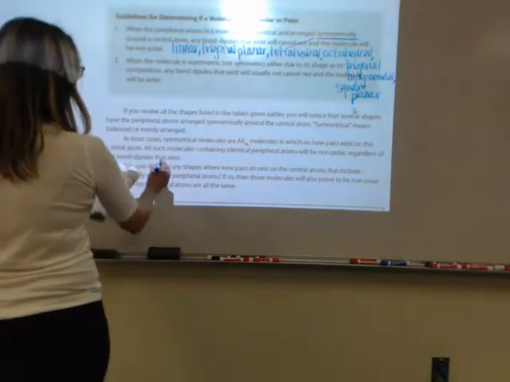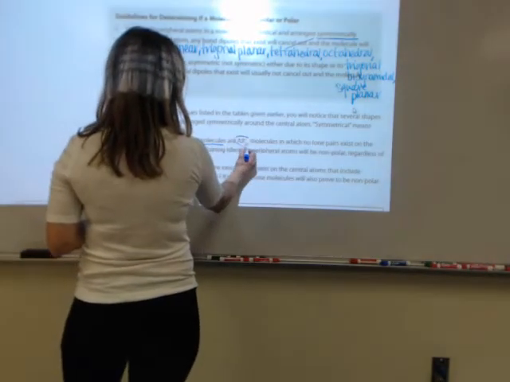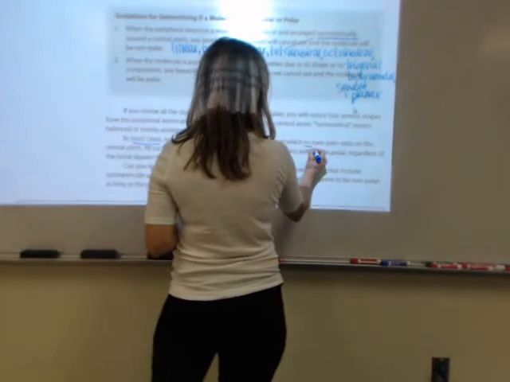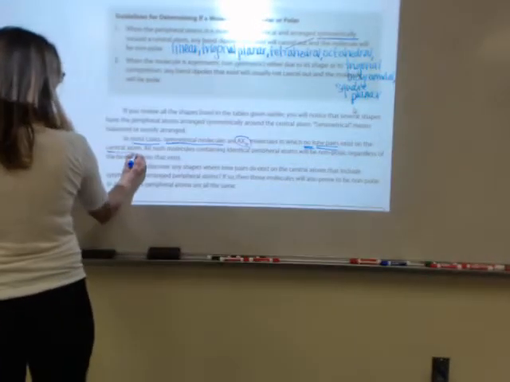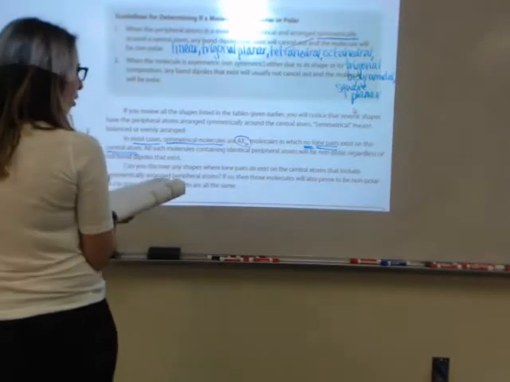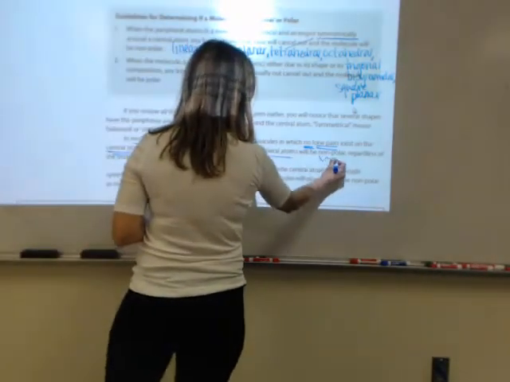Now, in most cases, symmetrical molecules are AXM molecules with no lone pairs on the central atom. All of these molecules have identical peripheral atoms. They will be nonpolar regardless of the bond dipoles that exist.